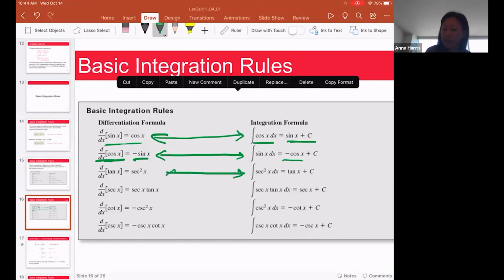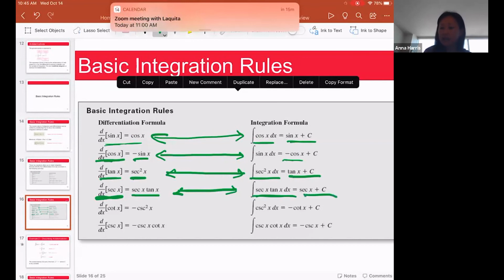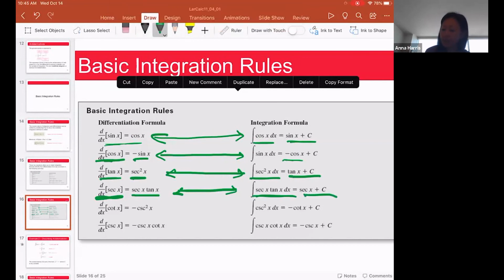Over here, same thing. The derivative of tangent is secant squared. So the antiderivative of secant squared would be what? Tangent. The derivative of secant x is secant x tangent x. So of course, that means the antiderivative of secant x tangent x is secant x plus c. One more. The derivative of cotangent is negative cosecant squared. So you do the opposite. Cosecant squared will give you negative cotangent.